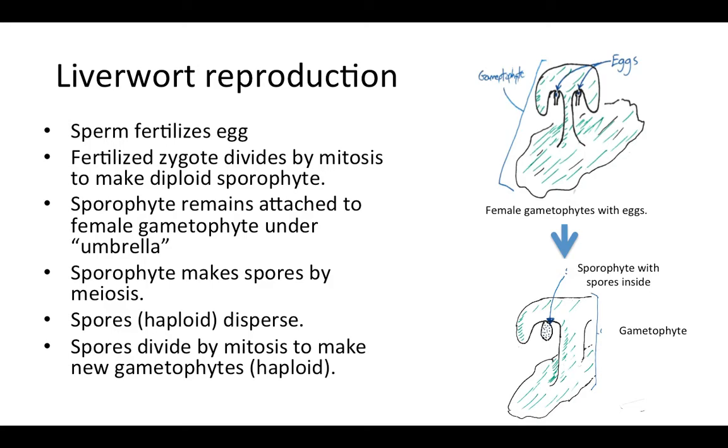That zygote is going to divide by mitosis, still attached here. The result of that is going to be a sporophyte sketched here that forms underneath the umbrella. It's underneath, so it doesn't really have any opportunity to photosynthesize. Instead, it's going to get its nutrients directly from the gametophyte. It's going to become multicellular, and then many of those cells will go through meiosis to make spores. So now we have a sporophyte that's filled with all of these little dots representing spores. Eventually this will open, the spores will be dispersed, those spores can land somewhere on the soil, and they can divide by mitosis to make new gametophytes.